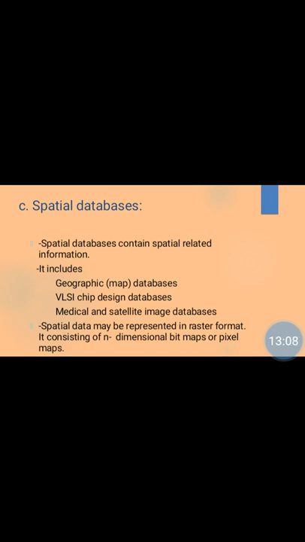Next is text databases and multimedia databases. What are text databases? They are databases that contain word descriptions for objects. What are multimedia databases? They are used to store images, audio and video data, still pictures and text. These are all multimedia databases.